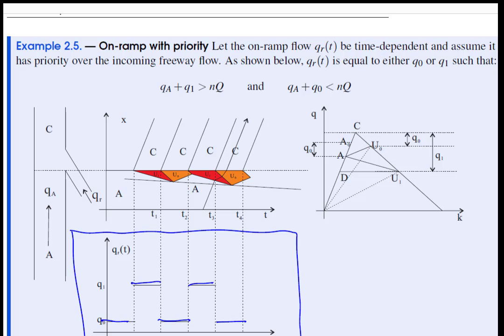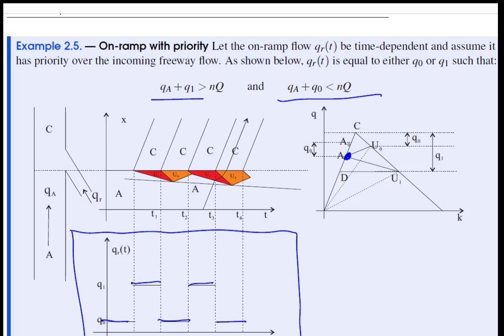Okay, Q0 is a very low flow such that the sum of the freeway flow plus the on-ramp flow Q0 is less than the capacity of the freeway, so you should have no congestion there. Excuse me, but Q1 is high enough such that the sum of all flows exceeds the total capacity, right? And then you're going to have congestion. Okay. Now, this is state A in the fundamental diagram, all right?